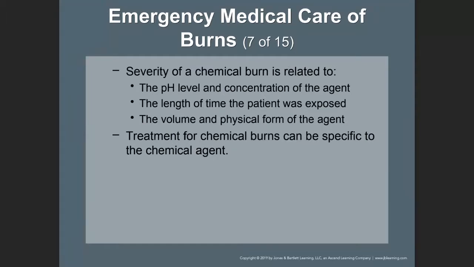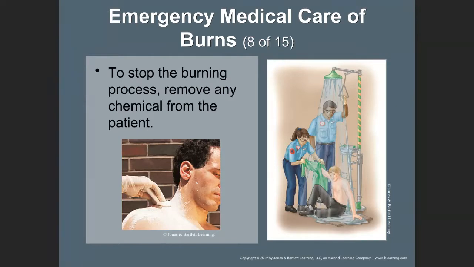Severity of a chemical burn is related to the pH level and concentration of the agent, the length of time the patient was exposed, and the volume and physical form of the agent. Treatment of chemical burns can be specific to the chemical agent. Stop the burning process and remove any chemical from the patient. If it's a dry chemical, brush the dry chemical off, cut off the clothing, and then irrigate.